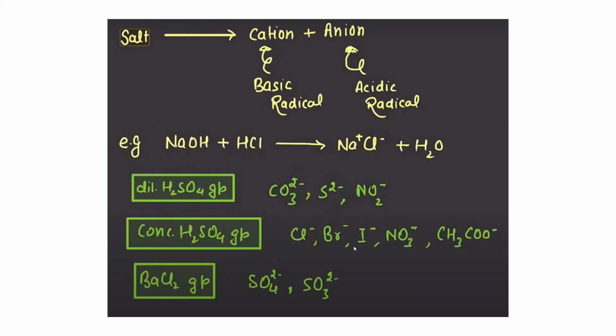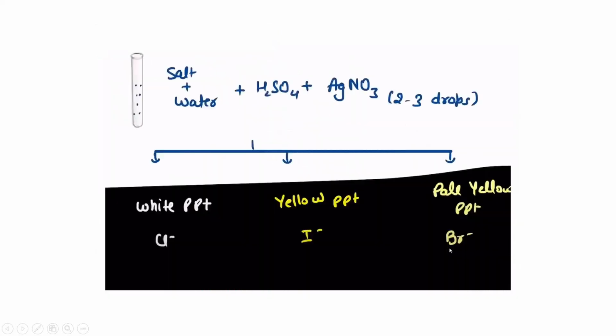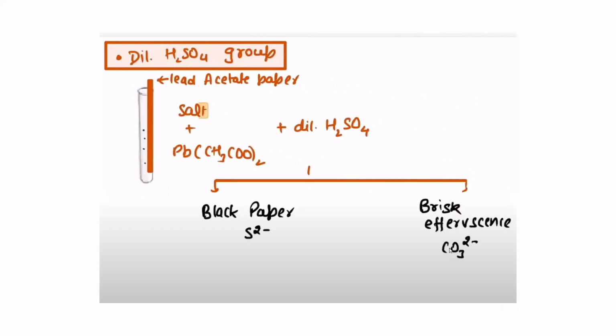So what are the things over? Chlorine, bromine, iodine are over, nitrate is over. Then we have to go for acetate, the acetyl group, right?